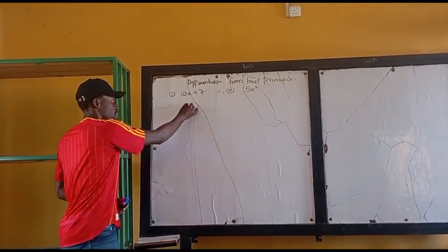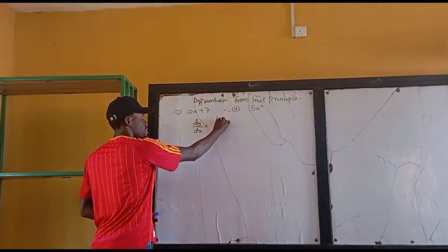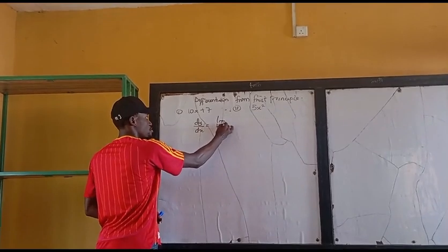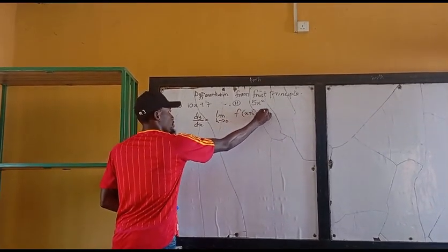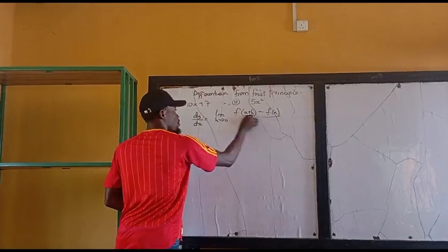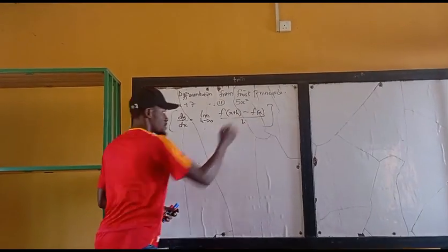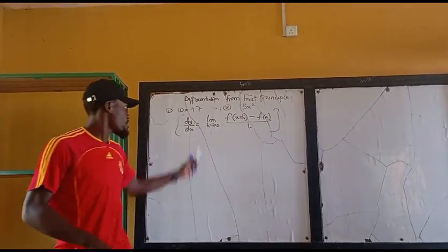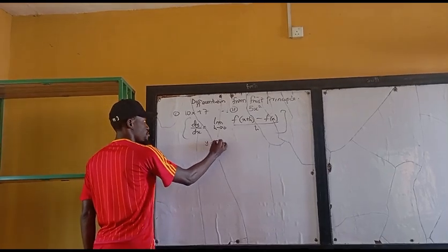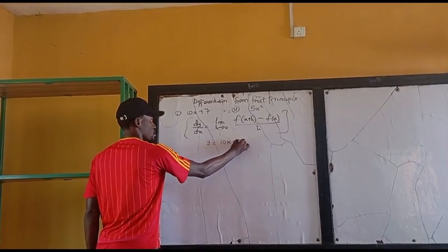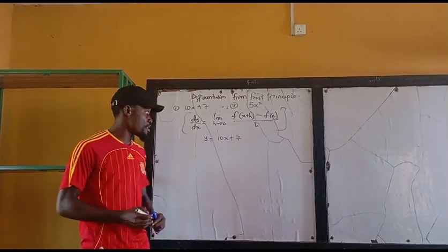We have dy over dx equals to limit as h tends to 0, f of x plus h minus f of x all over h. So this is the formula. Now let's use this to solve the first question. The first question is y equals to 10x plus 7. So we have to find dy over dx using first principle.